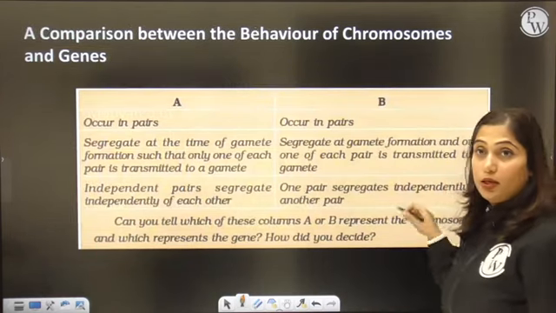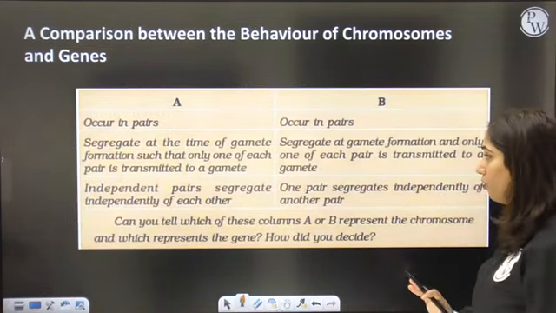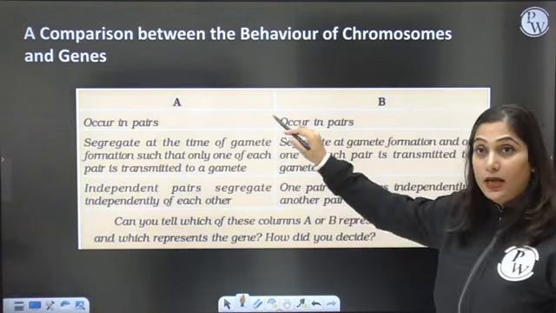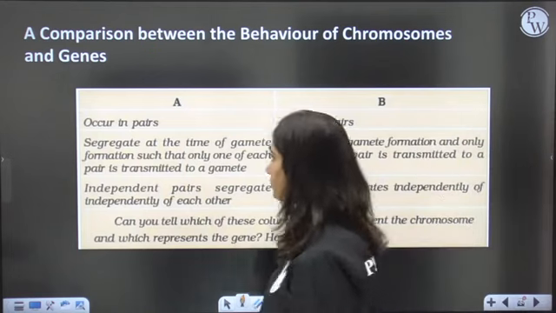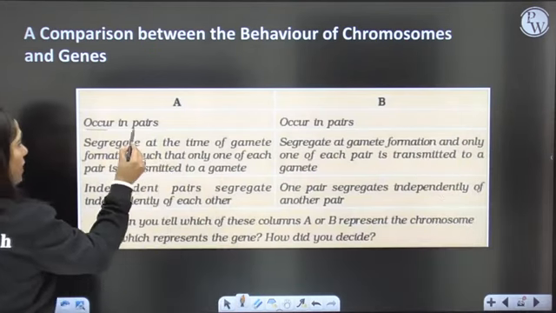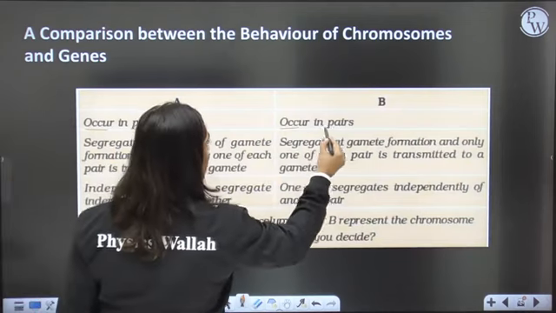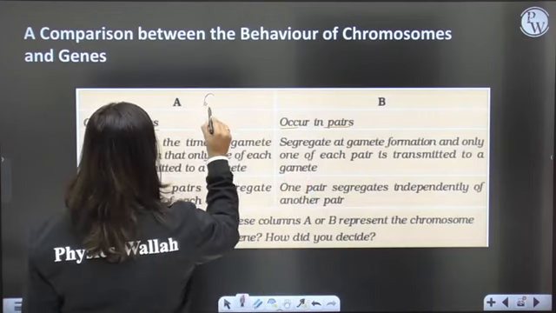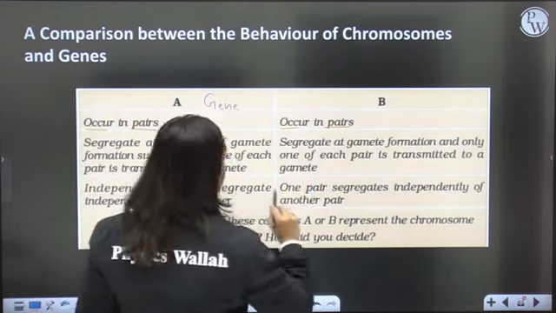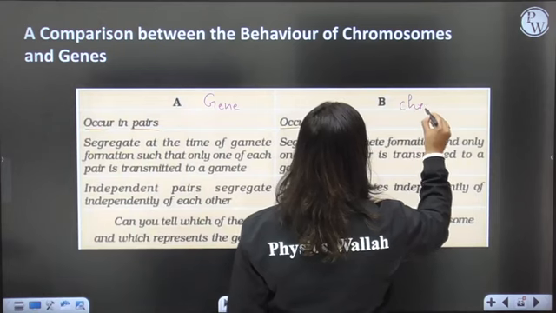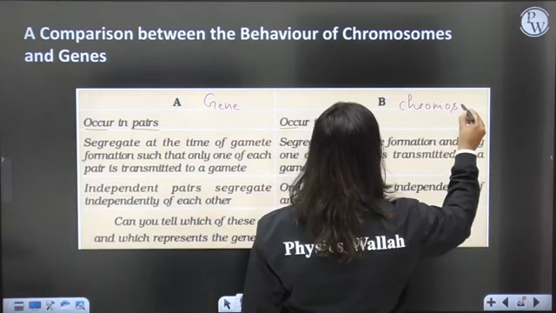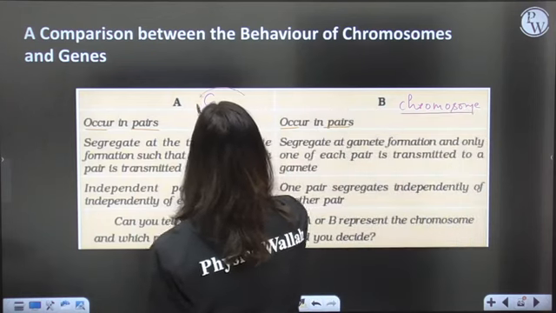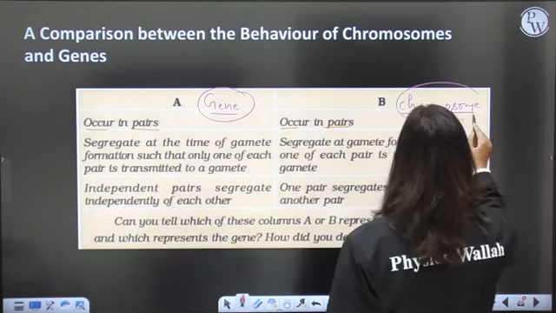Now this is a table given in NCERT, and this is pretty important. Here we have to tell what is A and what is B. Let's understand. A occurs in pairs. Yes. B also occurs in pairs. Beta, this A column represents gene, and this B column represents chromosome. You must have studied it the opposite way, but the correct version is this: gene and chromosome.